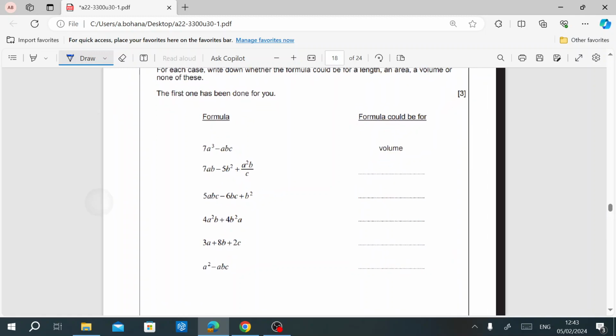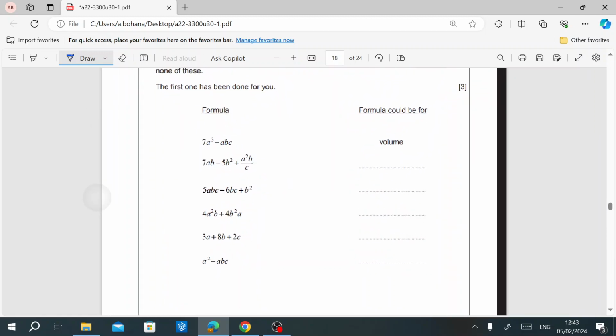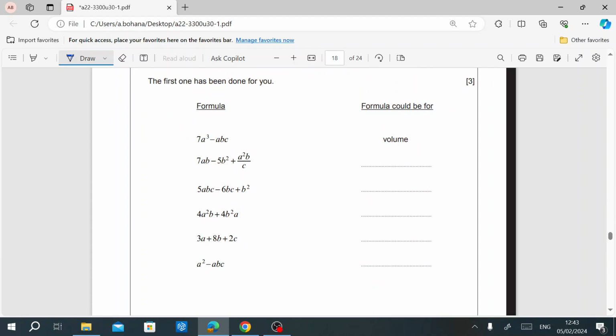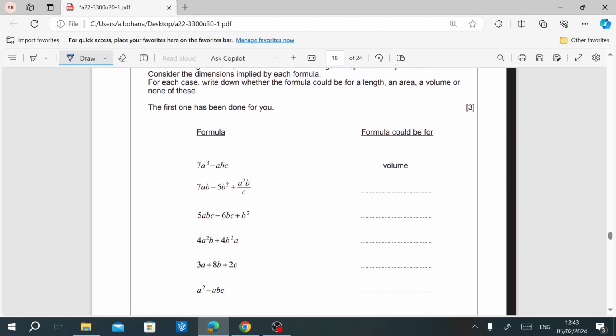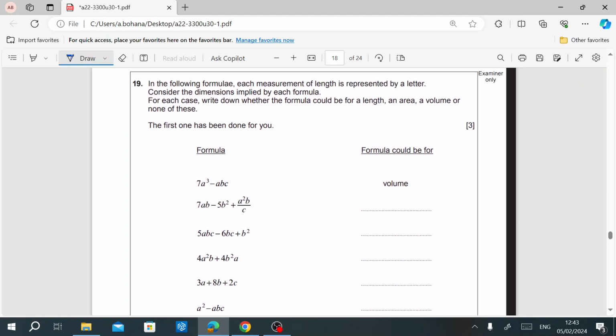Question 19. Okay, so I'm going to try and make this as simple as I possibly can for you. This is one of these WJEC questions where they're traditional in the sense that they like to ask them all the time. You don't see them as often on other boards. But all you need to remember is this. Length is 1. Area is 2. Volume is 3. And none is mixed. You'll see what I mean now, okay, when I do this.